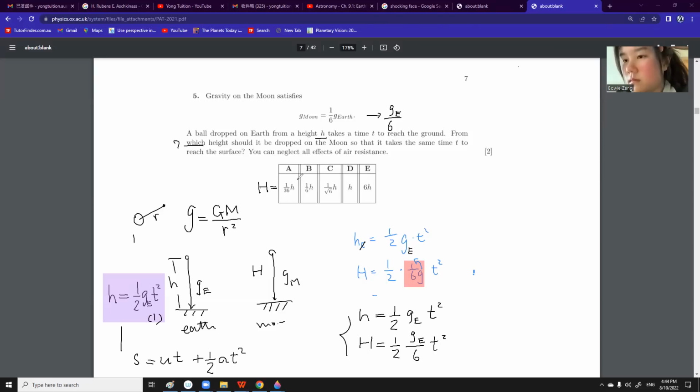The correct H is among the 5 results. Oh, I got it, you use simultaneous equations. How do we solve this type of question quickly? H over a half times GE equals H over a half times... Yes, the T squared is identical. Okay.